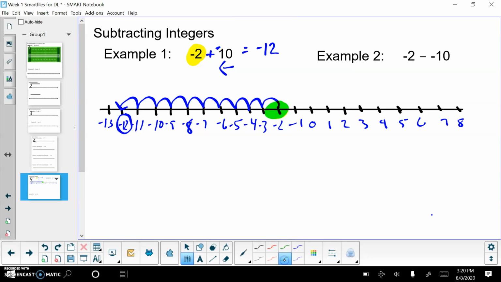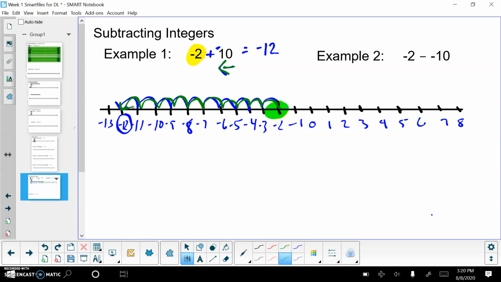And now I'm going to go 10 spaces again. 1, 2, 3, 4, 5, 6, 7, 8, 9, 10. And just like before, I still end up on the -12. So either way, my answer ends up being the -12.